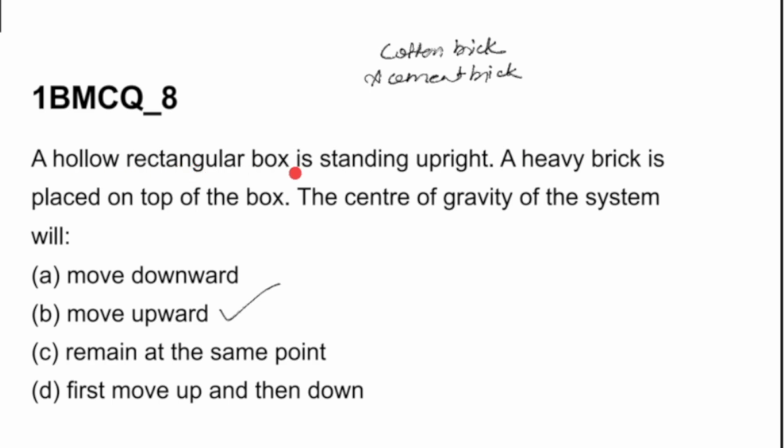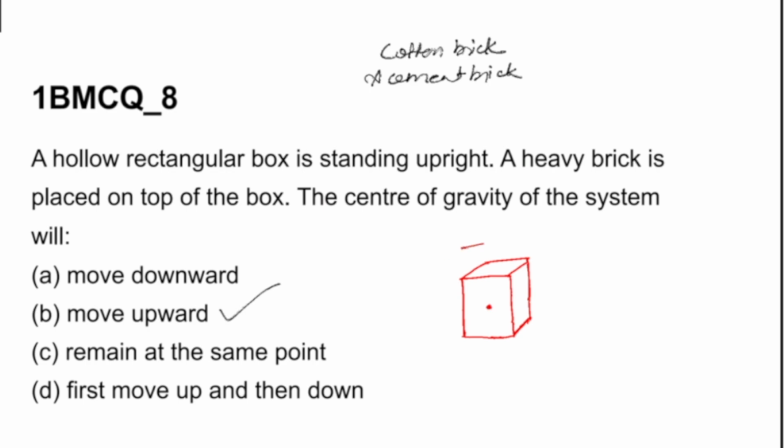A hollow rectangular box is standing upright. A heavy brick is placed on top of the box. The center of gravity of the system will... So what we are doing, hollow rectangular box, let's imagine it like this. It will be a cuboid kind of shape. So a heavy brick is placed on top. Initially the COG was this.